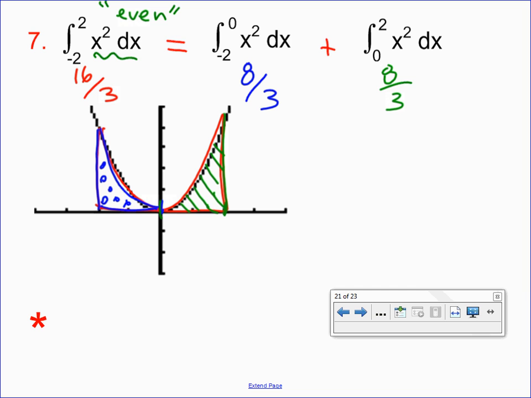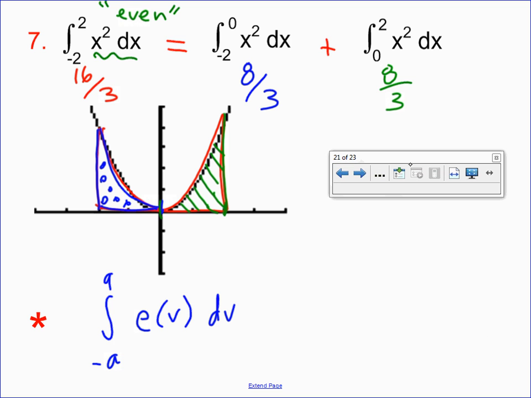Let's formalize that. So when integrating from negative a to a of an even function, we'll call that e of v with respect to v for even, the result is twice the value from 0 to a of e of v with respect to v. And that's supposed to be an a here. It's not looking so good.